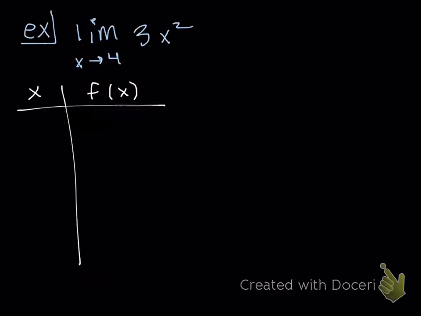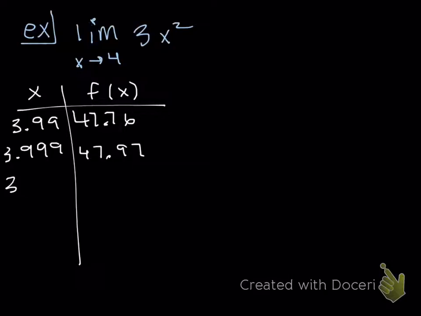Just like the idea of that very first picture, we're going to approach 4 from the left side and from the right side to see what it's getting closer to. Using a calculator, we would type 3 times 3.9 squared, and when I do that, I get 45.63. Then we're going to plug in 3.99. Approaching means we're going to get very, very close to 4, but not actually use 4. When I do that, I get 47.76.